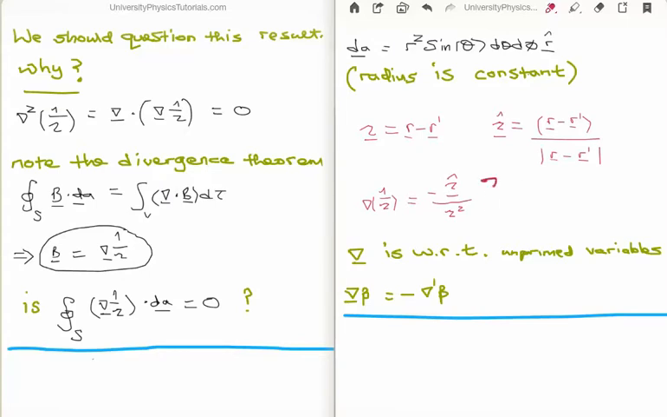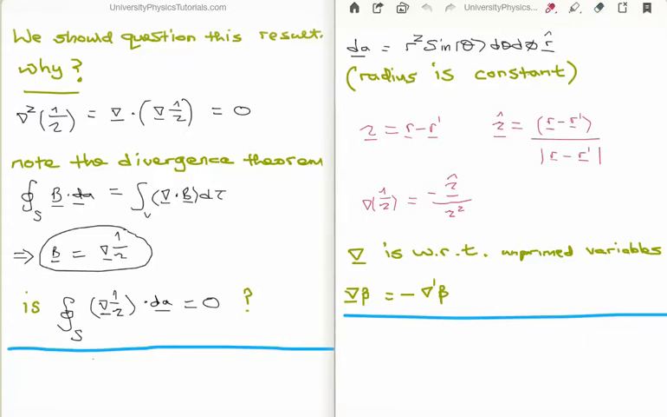And we saw a number of times at this stage that if we take the gradient of 1 over the magnitude of the separation vector, we get minus the separation unit vector divided by the magnitude of the vector squared. As an aside, notice that the gradient operator is with respect to the unprimed variables. If we compare the unprimed operator versus the primed operator, we need to adjust by a minus sign.